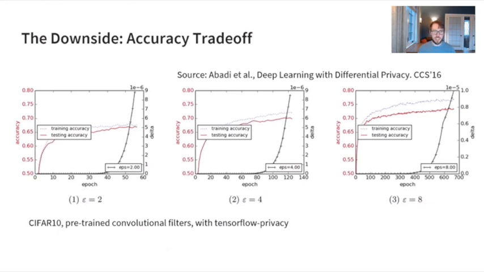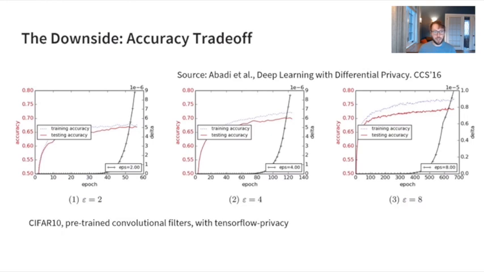Now, there are some downsides that have to do with differential privacy that impact model quality. It's fairly well acknowledged that training accurate differentially private models is challenging. So this graph is taken from the Deep Learning with Differential Privacy paper by Abadi et al. that corresponds to the implementation in TensorFlow Privacy.